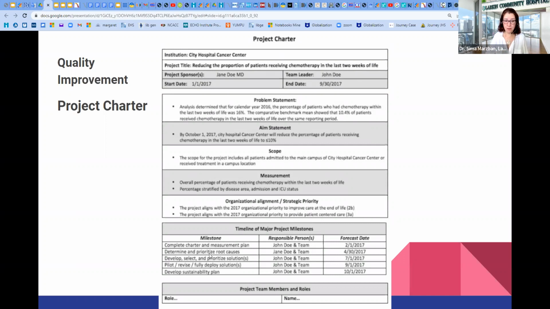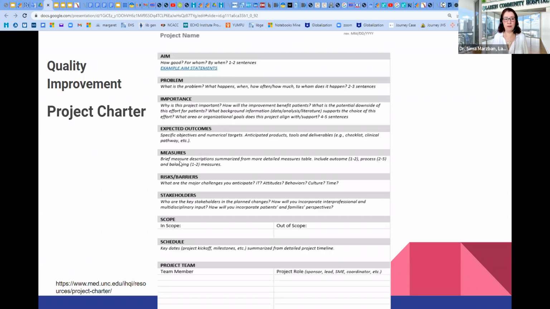idea or topic, milestones, responsible people, and key dates and events for the project, and then project team members and roles. That was an example. The other example, quality improvement project charter, like this: aim, problem, importance, expected outcomes. You see here, expected outcome is specific objectives and numerical targets, measures, risks, barriers.